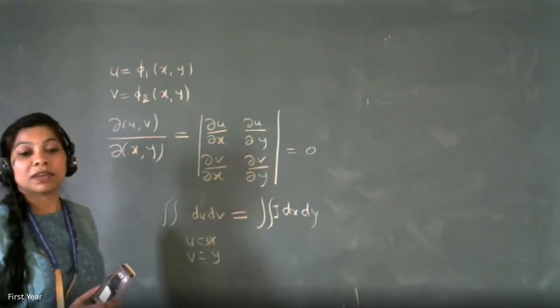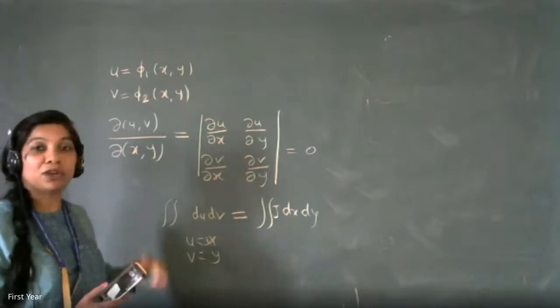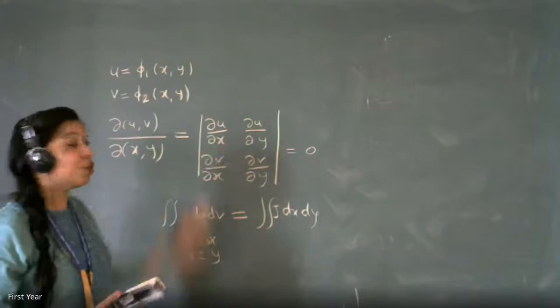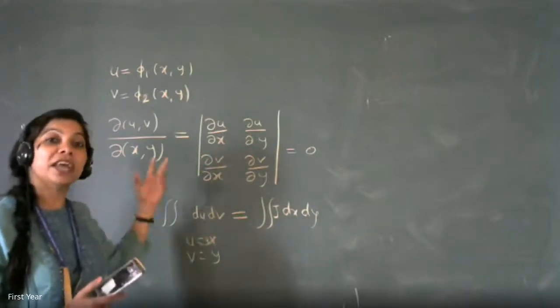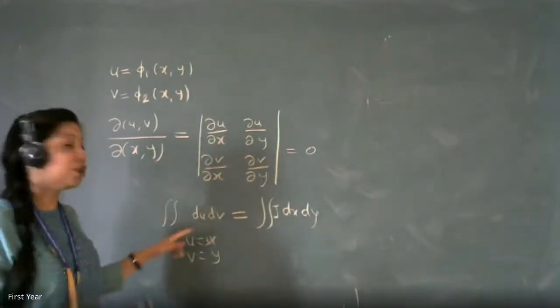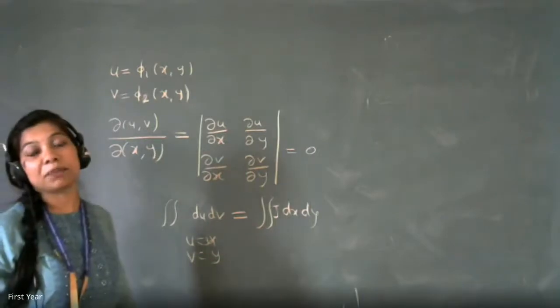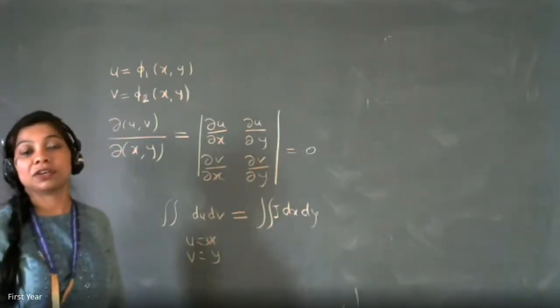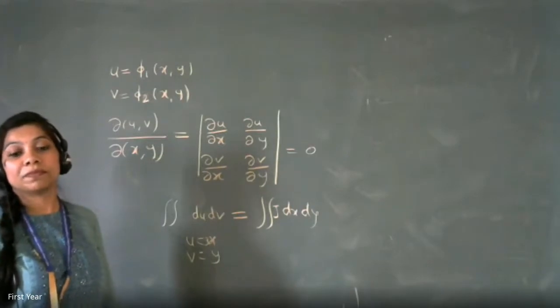Yes, ma'am. This question you are asking, I'm liking it because you are thinking about the next topic which we are going to study. If it becomes 0, then what? Yes, if it becomes 0, then they are depending on each other. If they are depending on each other, two variables can be converted to a single variable, and double integration will become single integration.